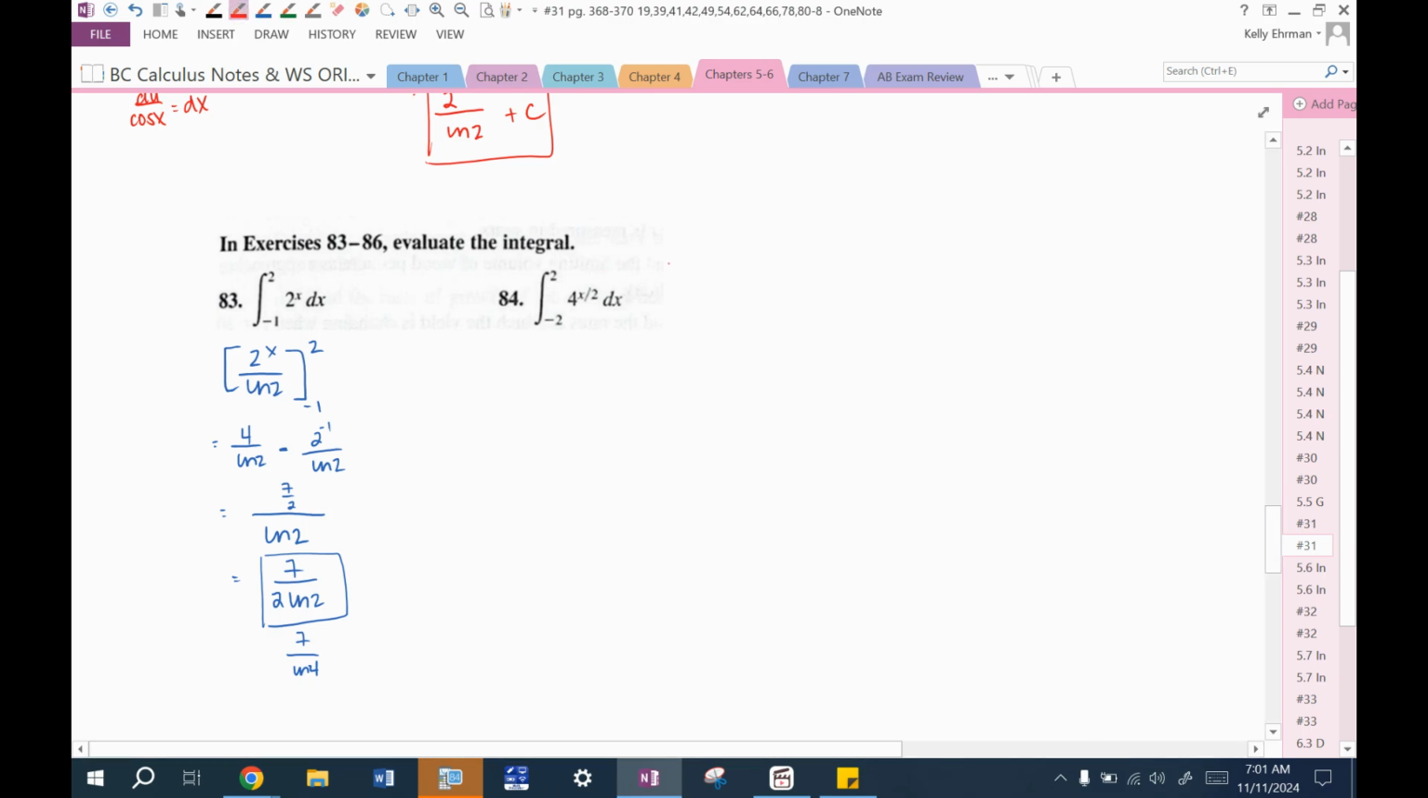We need a little bit of u sub here, so u is equal to x over 2. du dx is equal to 1 half. That means that 2 du is equal to dx.